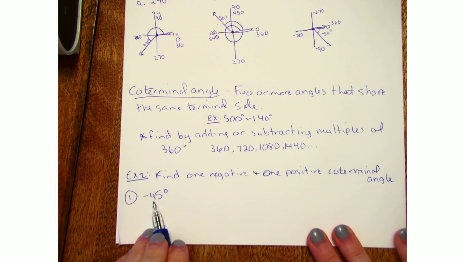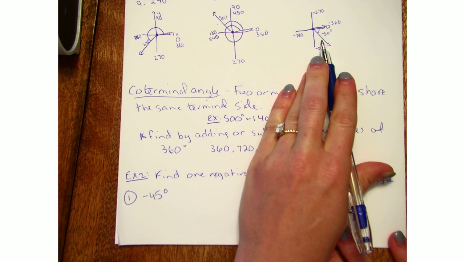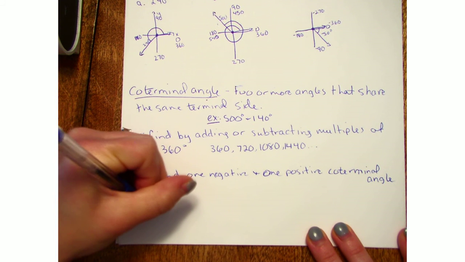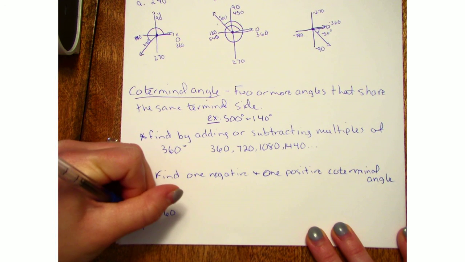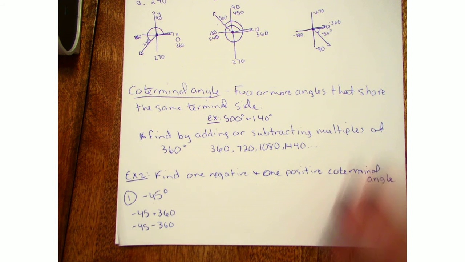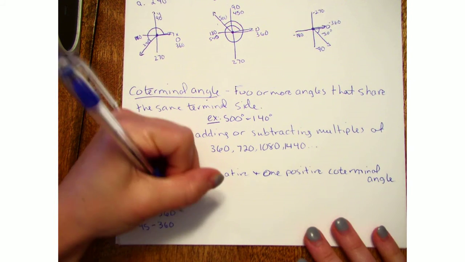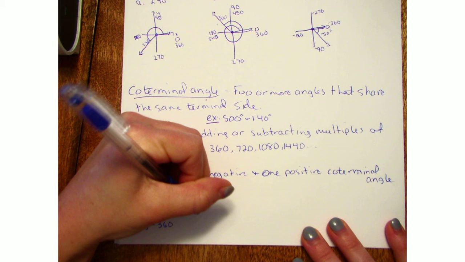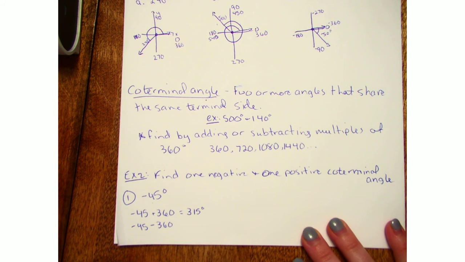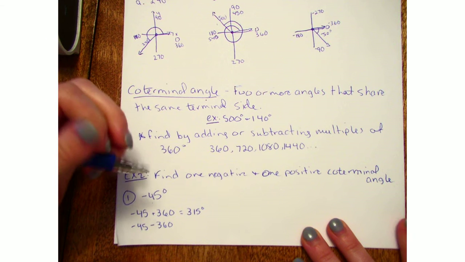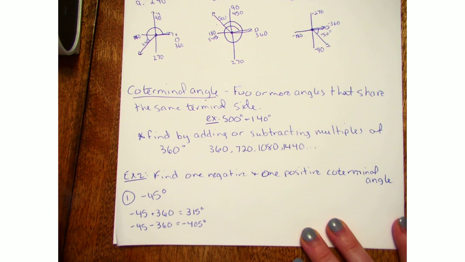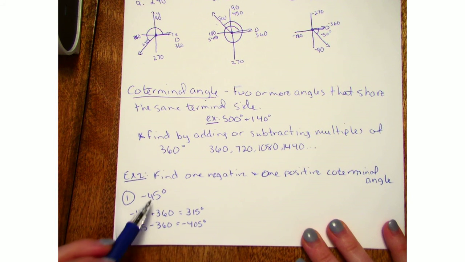So we're saying, okay, what is one negative angle to that and what's one positive? So you literally take negative 45 and you add 360 to it and you subtract 360 from it, both ways. So negative 45 plus 360 is going to be positive 315, so one positive angle. And negative 45 minus 360 is negative 405. So those are both a positive and a negative angle that are coterminal. They would look like they are in the same spot on a graph.